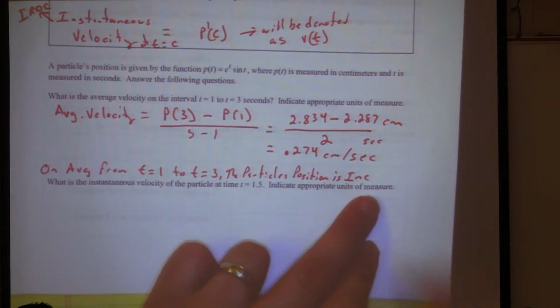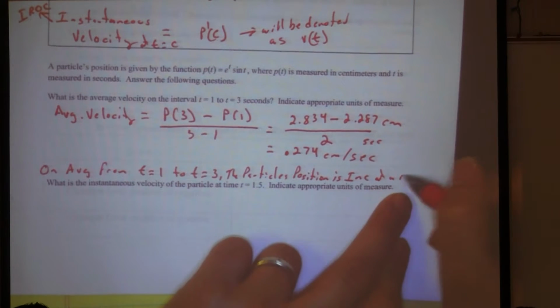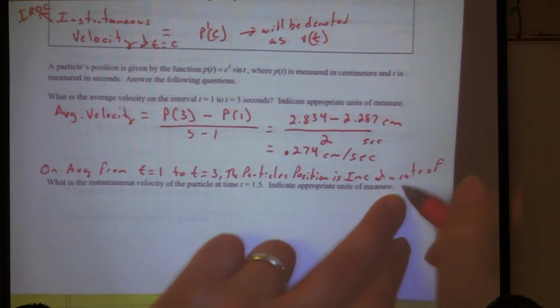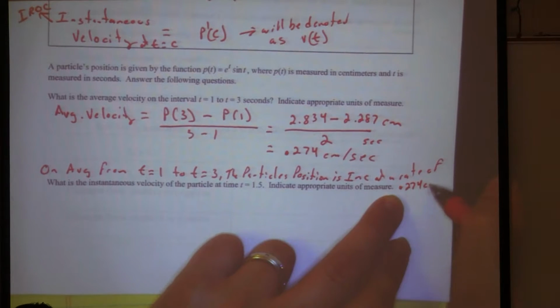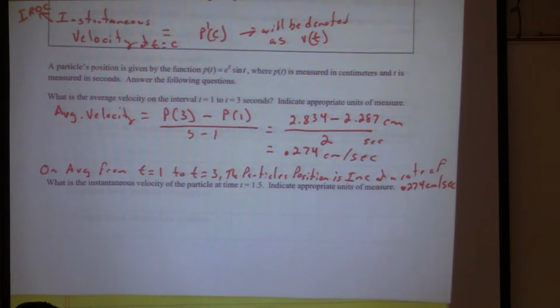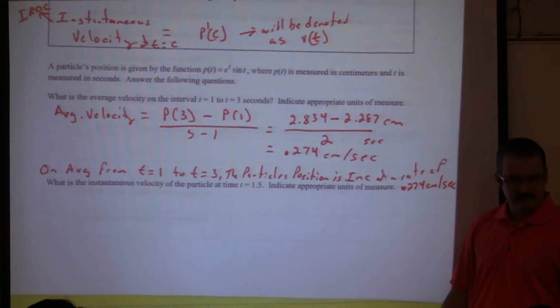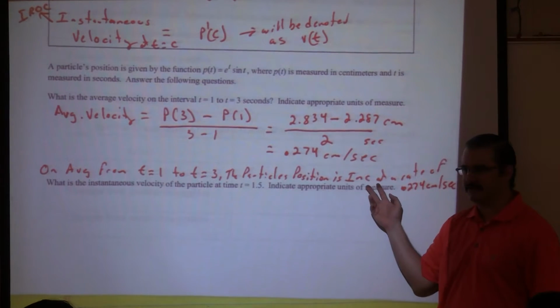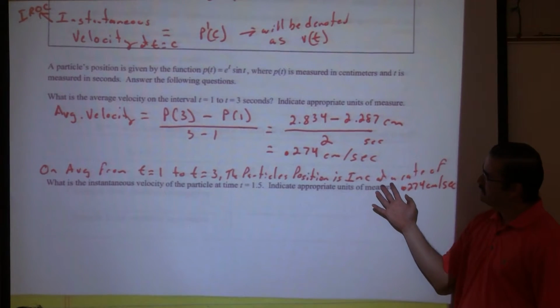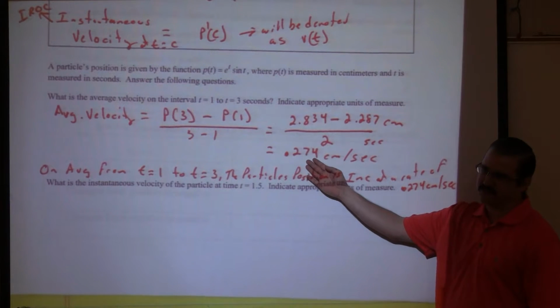Is it going to the right? It's increasing to the right at a rate of 0.274 centimeters per second? Is it kind of weird to say that its position is increasing? So what could we say instead of its position is increasing? The particle is moving to the right. Why can we say to the right? Because the velocity is positive, right?